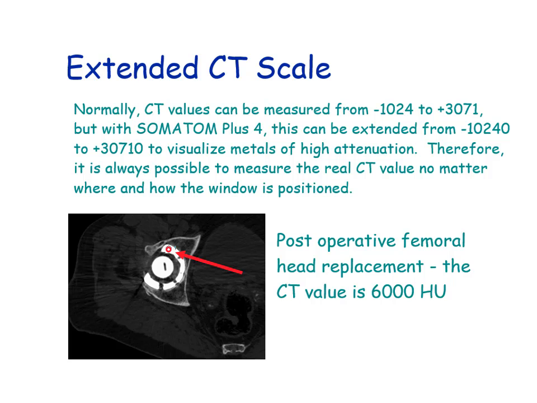Image display, windowing. Normally, CT values can be measured from -1024 to +3071, but with Extended CT scale, this can be extended from -10,240 to +30,710 to visualize metals of high attenuation. Therefore, it is always possible to measure the real CT value no matter where and how the window is positioned. Post-operative femoral head replacement, the CT value is 6000 HU.